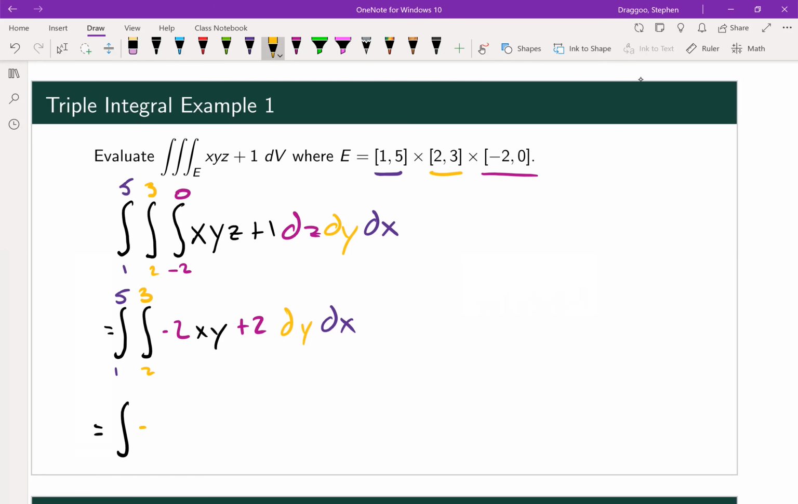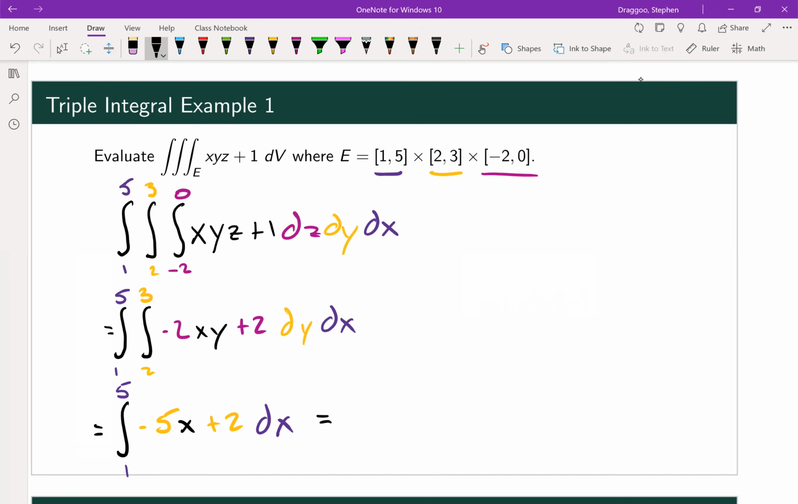So now we'll have negative 5x plus something that we get when we plug the 2 and 3 into 2y. So we'll have 2 times 3 is 6, minus 2 times 2 is 4. So 6 minus 4, that should be plus 2, leaving just our dx remaining, or integrating from 1 to 5.